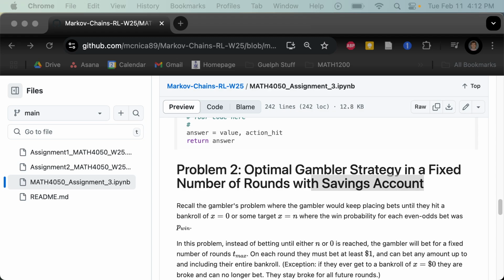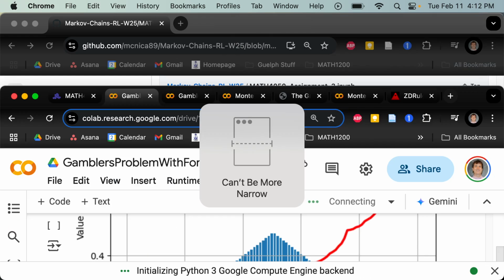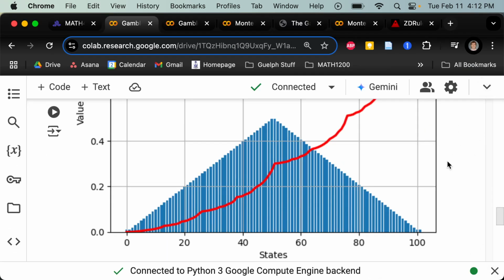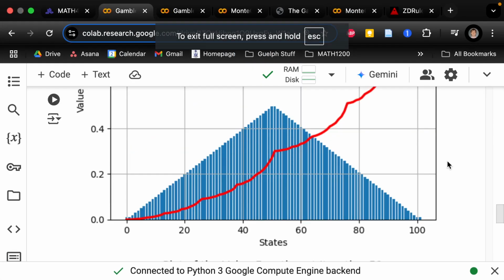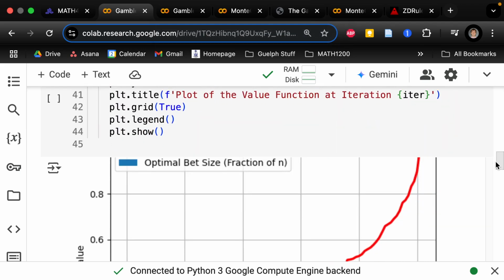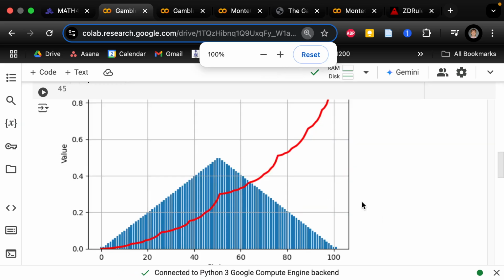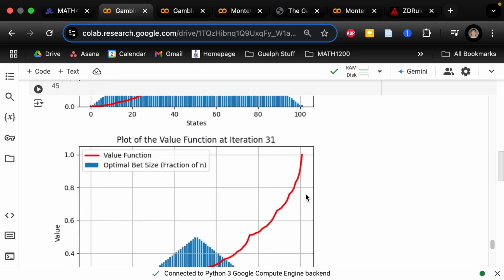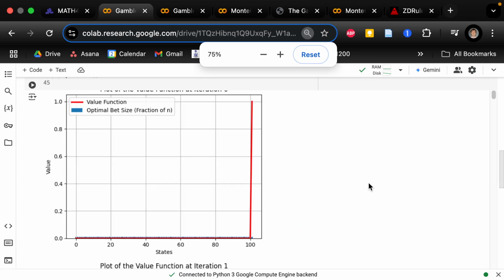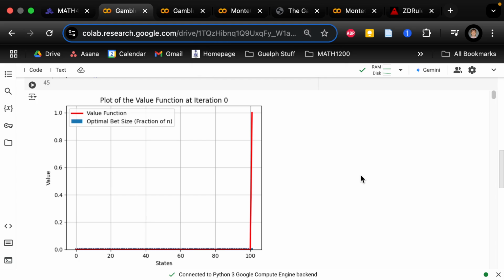So here it is with for loops, which I think is the easier one to start out writing. So if you're confused and don't know what to do, then I would recommend you try it with for loops to start. And let's see if we can make this bigger. So this is the output of the program, which is all these different iterations. Let me see if I can zoom out a bit. Iteration 42, starting at iteration 0. So this is the output of the program, which has the value function V in red, and it has the optimal bet size it found.